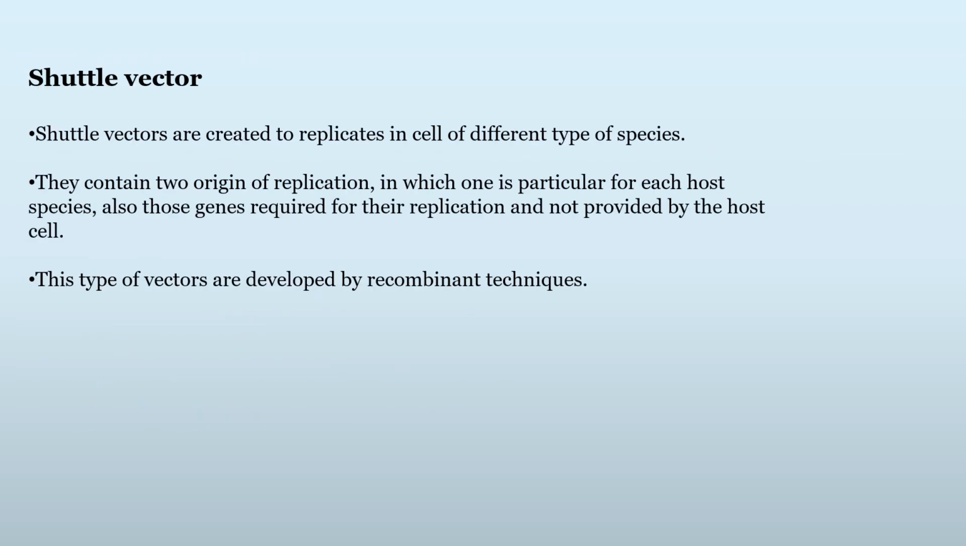Shuttle vector. Shuttle vectors are created to replicate in cells of different types of species. They contain two origins of replication, in which one is particular for each host species. Also, they contain those genes required for their replication that are not provided by the host cell. This type of vector is developed by recombinant techniques.